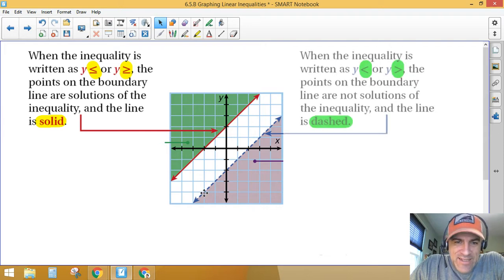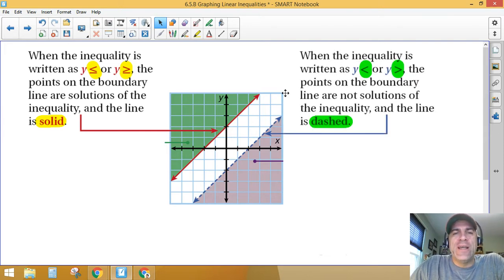The one down here is a dashed line. You've got to look a little closer. When the inequality is y is less than or y is greater than, notice no "or equal to", you draw a dashed line. Any points that are on that dashed line are not solutions because those are exactly equal to. So if it's a dashed line, it can only be the points that are in the shaded region, whereas if it were the solid line, it could be on the line and in the shaded region.